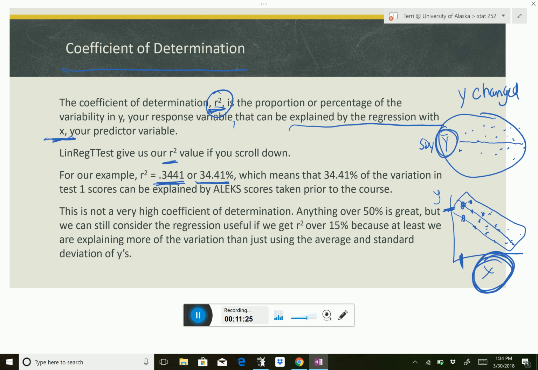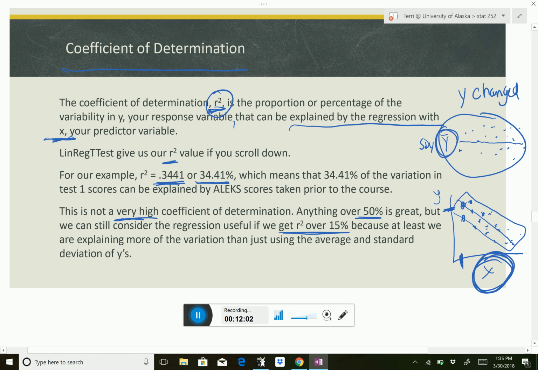So, of course, there's going to be other things. There's other factors that caused your test 1 score to be different. Being a different person, being sick that day, the amount of work that you did. Who knows? There's so many other variables that go into this. We can explain 34% by the regression, but that's about it. So this is not a very high coefficient of determination. But anything over 50%, we are really happy, especially in the real world. But we can consider the regression useful if we get an R squared over 15%.